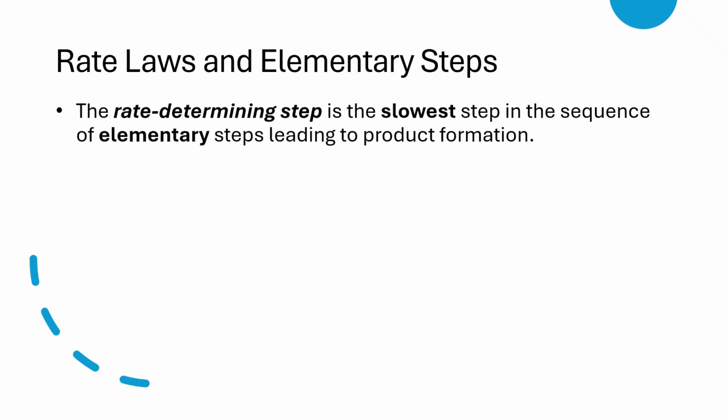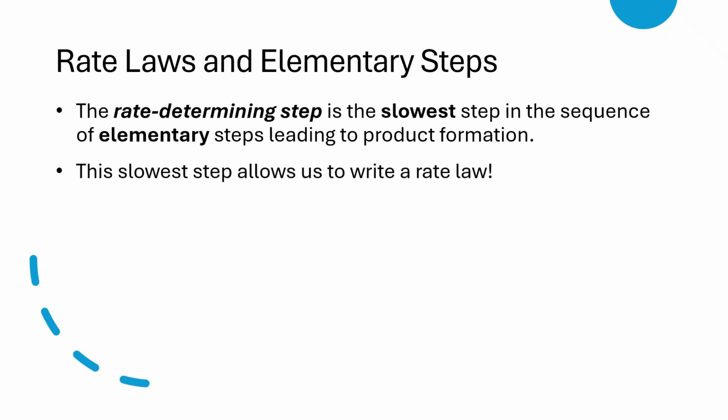The thing that we want to understand about the elementary steps of a mechanism is that one of them is always going to be rate determining. The rate determining step is going to be the slowest step in the sequence of elementary steps. This, as you can imagine, has important implications for the rate law itself, because the slowest step is going to be rate determining overall for the reaction. And in turn, this slowest elementary step will allow us to write a rate law.